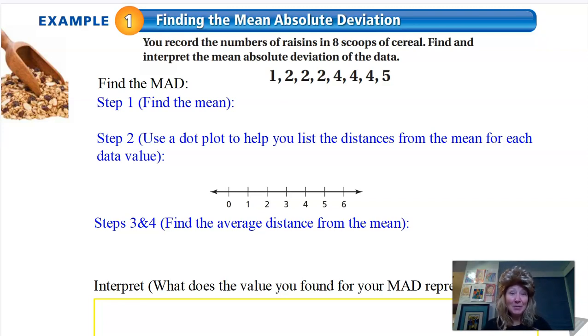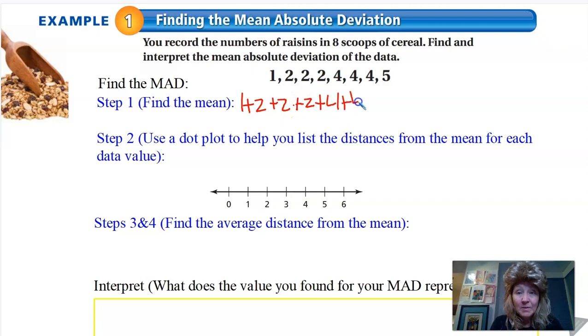So step 1 is to find the mean. So how do we find the mean? We add up all those numbers and divide by how many. So you're going to add 1 plus 2 plus 2 plus 2 plus 4 plus 4 plus 4 plus 5. And then how many numbers are there? Well, there should have been 8, because we did 8 scoops of cereal.